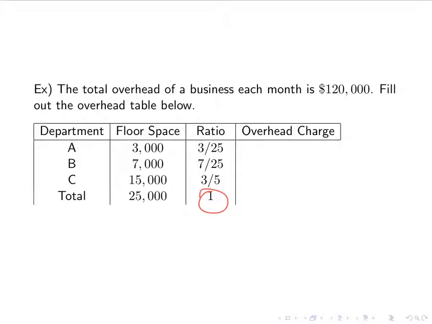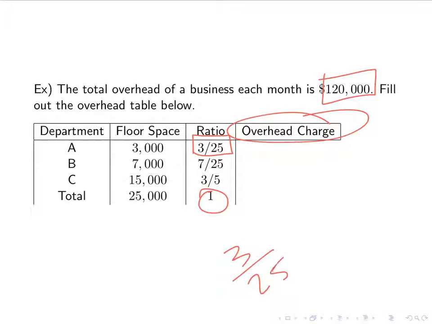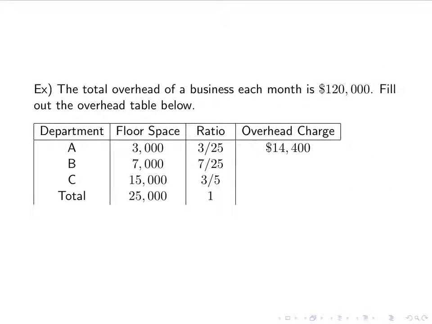Okay, the last part is to find out the overhead for each department. So what we do is we take the ratio and multiply it by the total overhead, because we're figuring out what is 3/25 of 120,000. And remember, of means multiplication. So we're taking 3 over 25 times 120,000. If we do that, we get $14,400.